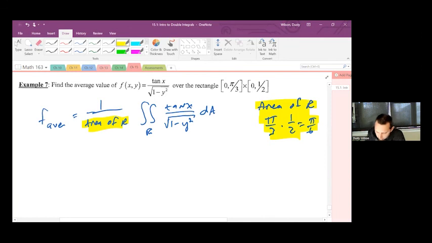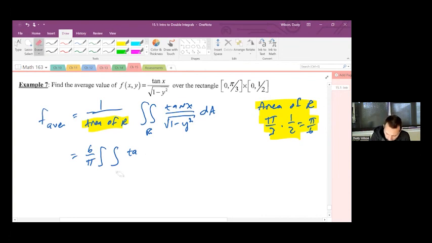Okay, so that part's pretty easy. And now we want to set up our iterated integral. I don't know about you, but I'm a little bit nervous about the root of the 1 minus y squared bit. So maybe we'll take that on first and hope for the best. So this will equal 1 over pi over 6, which is the same as 6 over pi times the double integral of, I also notice I can use a handy trick here.